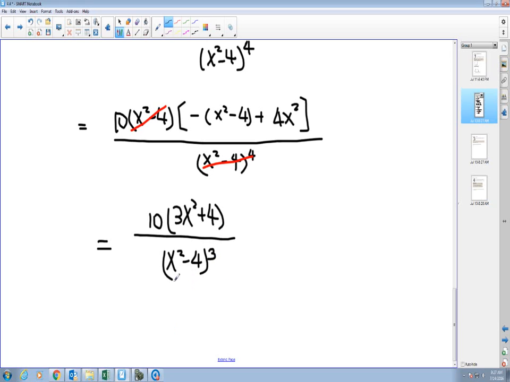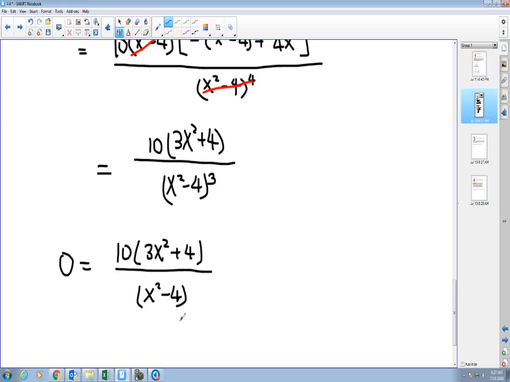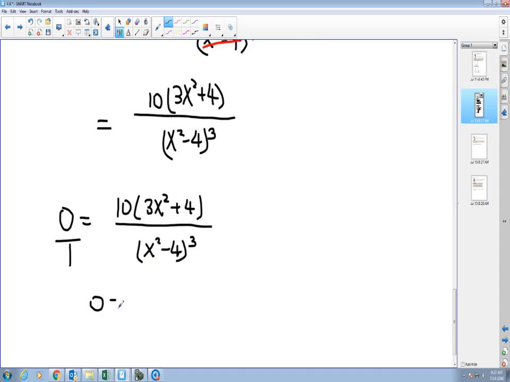Alright, so I want you to look at this. If I set my f double prime equal to 0, I just want you to look at it. It's actually not gonna work for me because I cannot solve for x. Set it as 0 over 1. So cross product, that will be 0 times that will be 0. Set it equal to the top times 1, still the same thing.